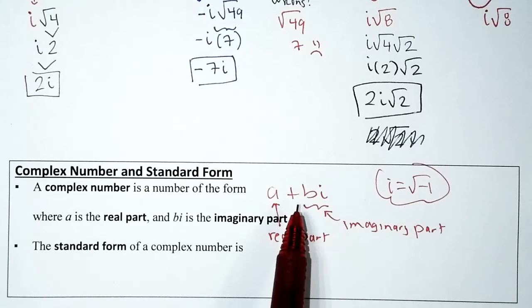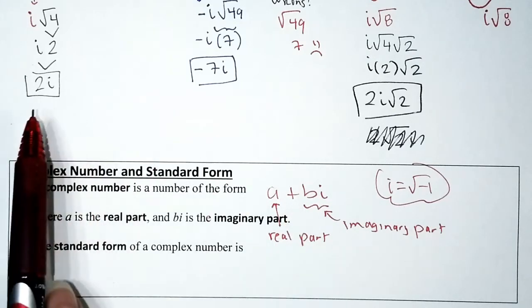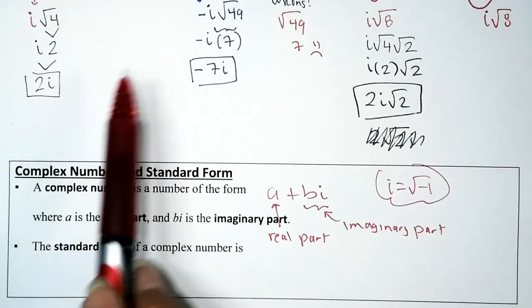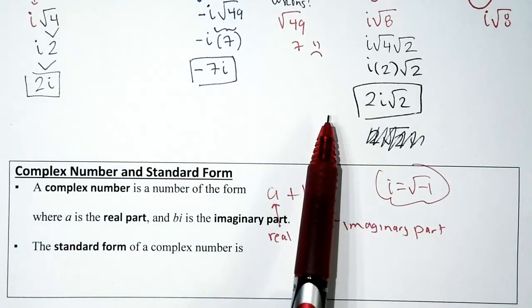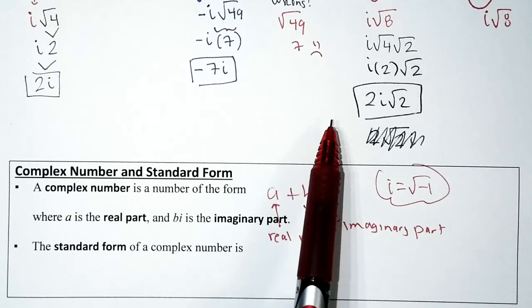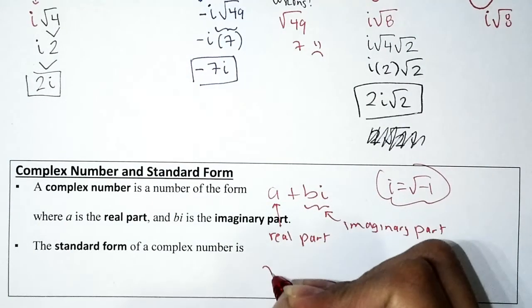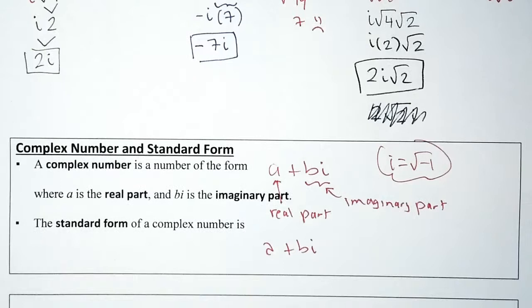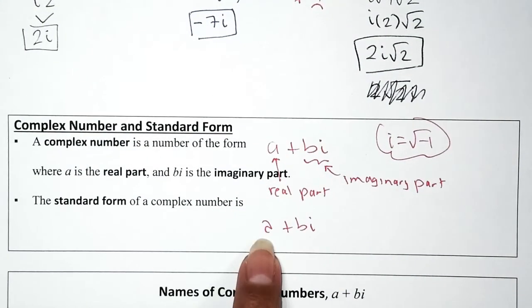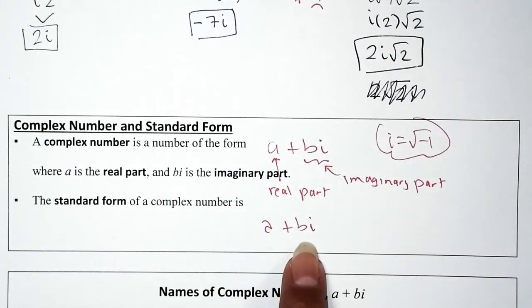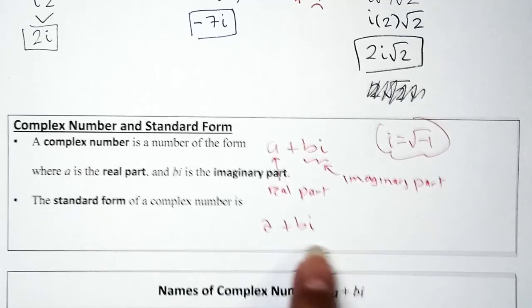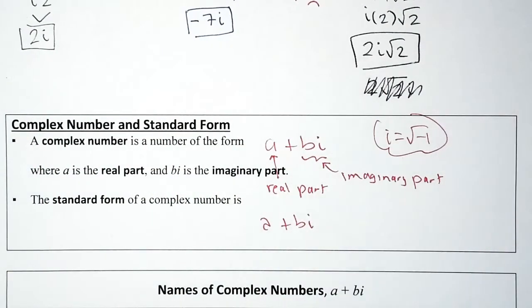Now, when you have a non-real answer, right here we got a non-real answer, one term, one term, one term. When you have a non-real answer and you have more than one term, we need to write our answer in standard form for a non-real number, which is, you guessed it, a plus bi. So in short, I want you to put the real part first and then the pure imaginary part at the end. If you only have one term, then you don't have to worry about which one goes first.